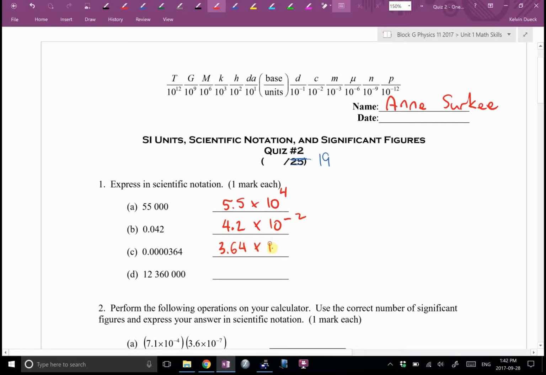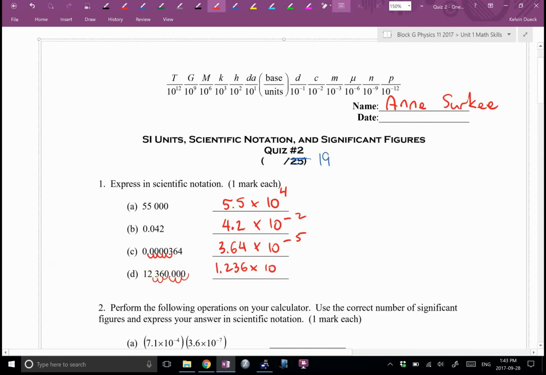3.64 times 10 to the negative 1, 2, 3, 4, 5, yes? And 1.236 times 10 to the 1, 2, 3, 4, 5, 6, 7? Is that right? Yeah. One mark for each of those.